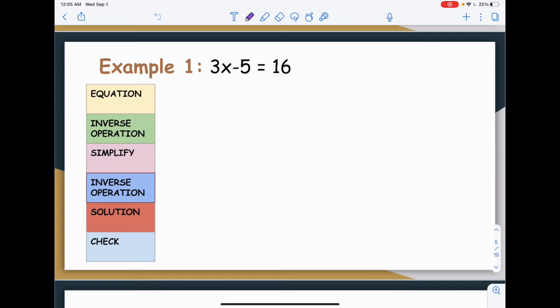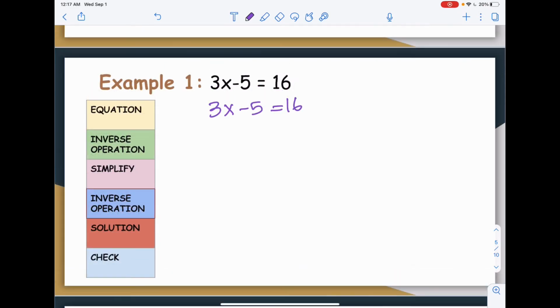And let's start with our first example. Let's copy down the original equation. We will start the inverse operations with the constant first. In this equation, -5 is our constant, so we'll do the inverse operation. Since it's -5, we're going to add 5 to both sides of the equation.